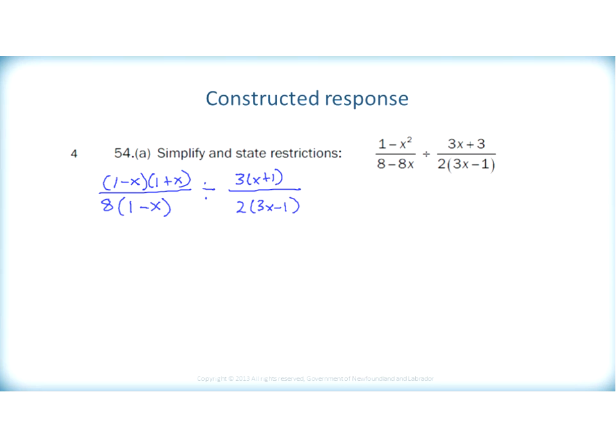Now we can cancel any common factors in the numerator and denominator. First I'm going to change the division to multiplication. So I'll have 1 subtract x, 1 plus x, over 8 outside of 1 subtract x, multiplied by, and there's a reciprocal here. So we have to multiply by the reciprocal. So now 2 outside of 3x subtract 1 is in the numerator, and 3 outside of x plus 1 is in the denominator. Now we can cancel any common factors in the numerator and denominator.